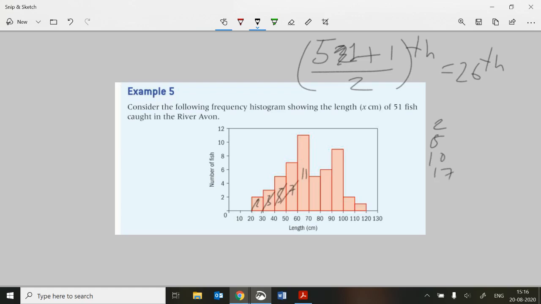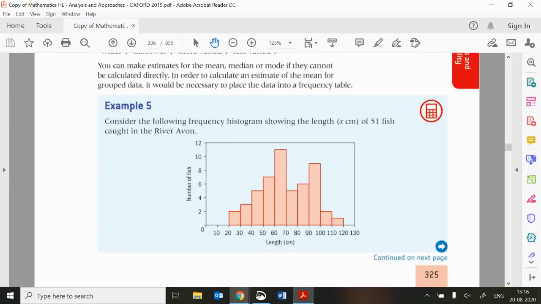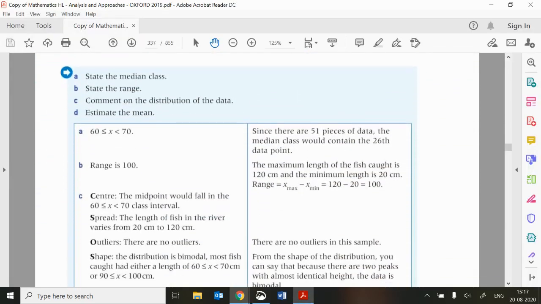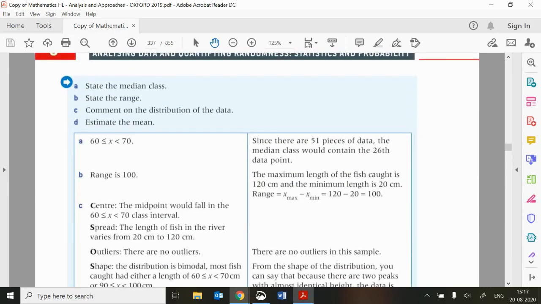Plus 7 is 17, plus 11 is 28. Okay, so the median is going to be towards the end of this class, but that's going to be the median class in this case. So we had to find out where our middle term was. Just check that with the book because it's looking for the 26th data point. Yeah, it's doing the same thing.